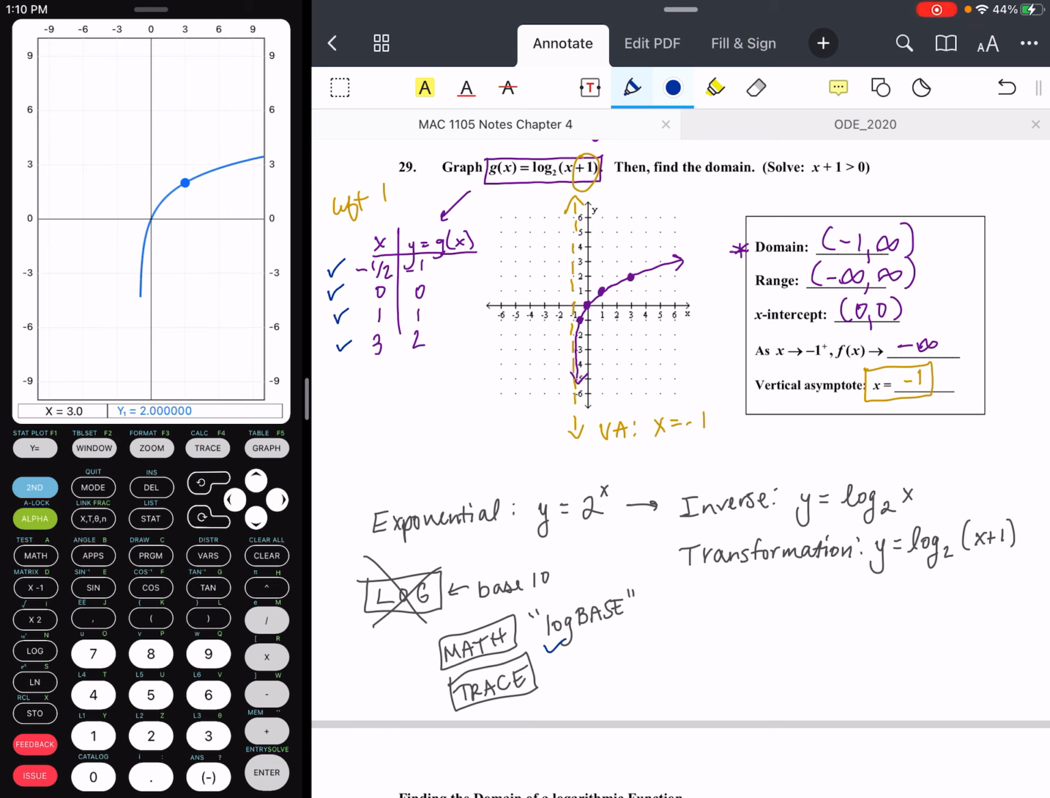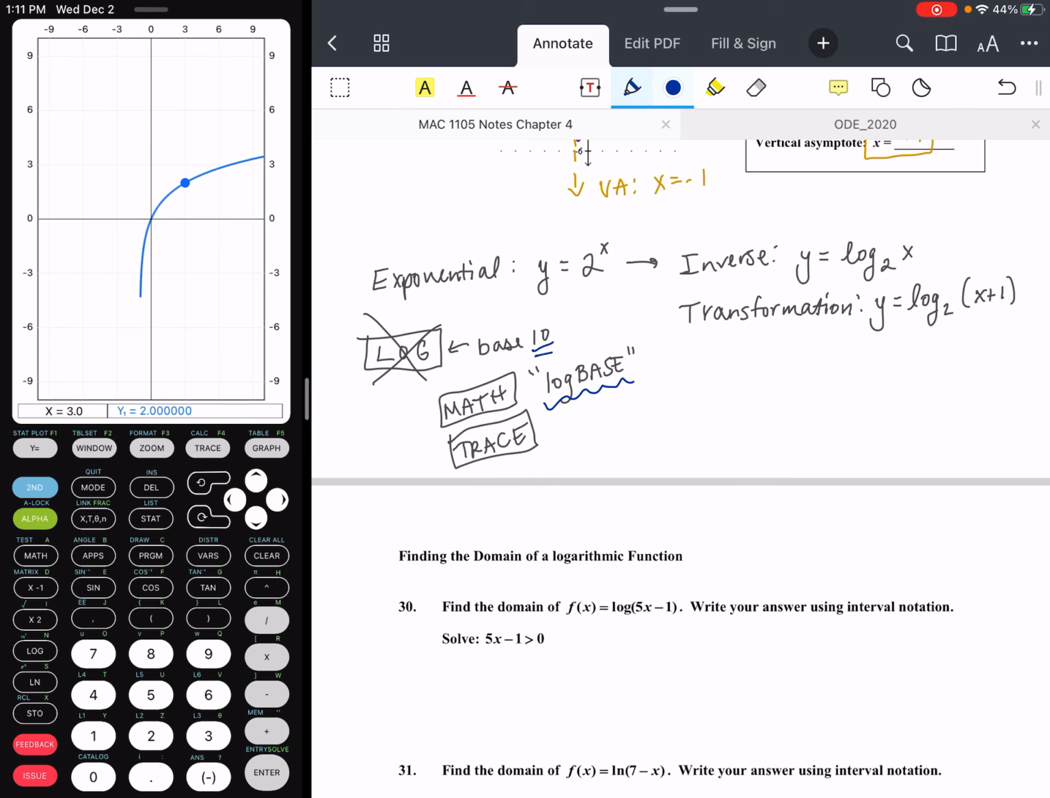So you can graph these using your calculator, but you need to use that log base and dictate what the base is. You can only use that log button if you have a base 10, which you might have in that example, but just be really careful about using that.